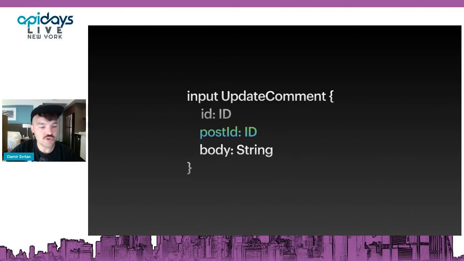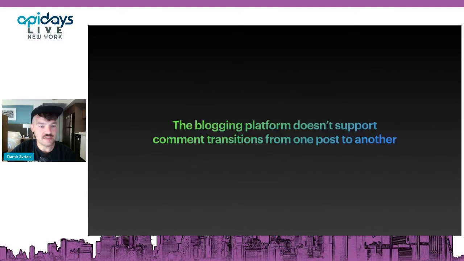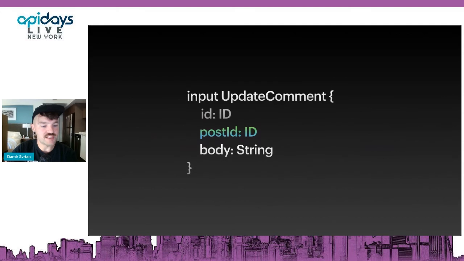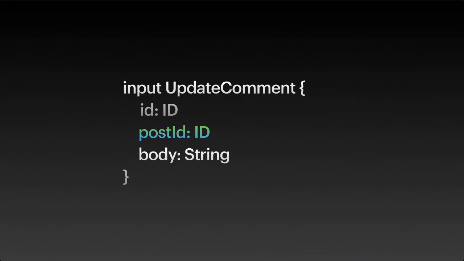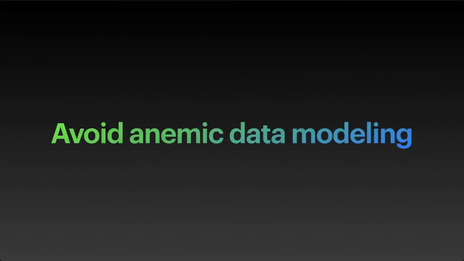Now, why would you add a post ID here? The blogging platform doesn't support common transitions from one post to another. Could you imagine? What would you gain with having that post ID there? What happens if somebody sends the same post ID, the correct one? Are you just going to let it pass? Okay, what if the client sends the wrong one? Are you going to have additional validations just to prevent something like this, although you actually never needed it?